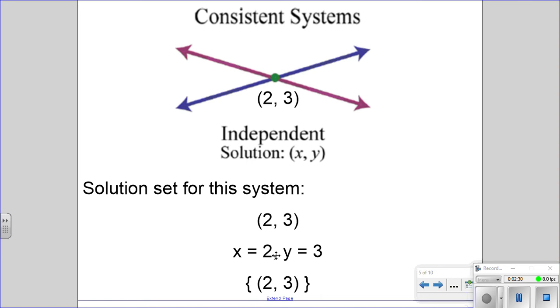Notice here that when x is 2, y is always 3. If y was 3, x would be 2. That's part of the reason we're saying that it's an independent solution. This is the one solution that satisfies both lines.